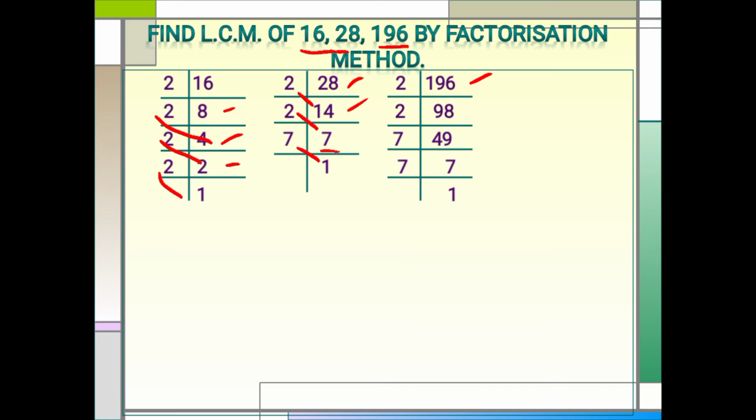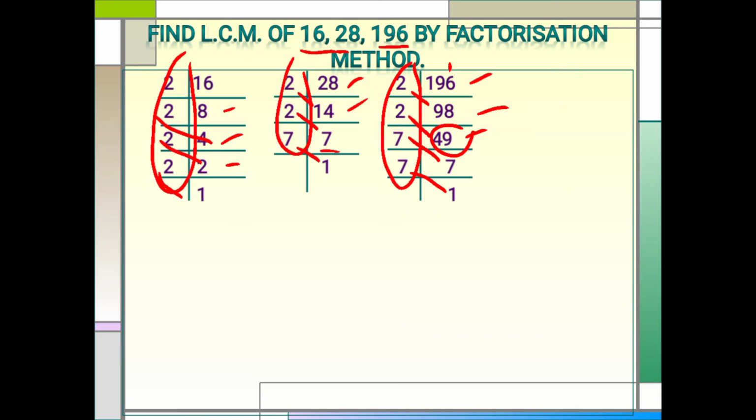Now 196. So 2 multiplied by 98 is 196. Now this 98 can be divided by 2 as well, so 2 into 49 is 98. Now here you have 49. This 49 can be divided by 7, so you will write 7 into 7 is 49 and 7 into 1 is 7. Now you will get all the prime factors of your given numbers.